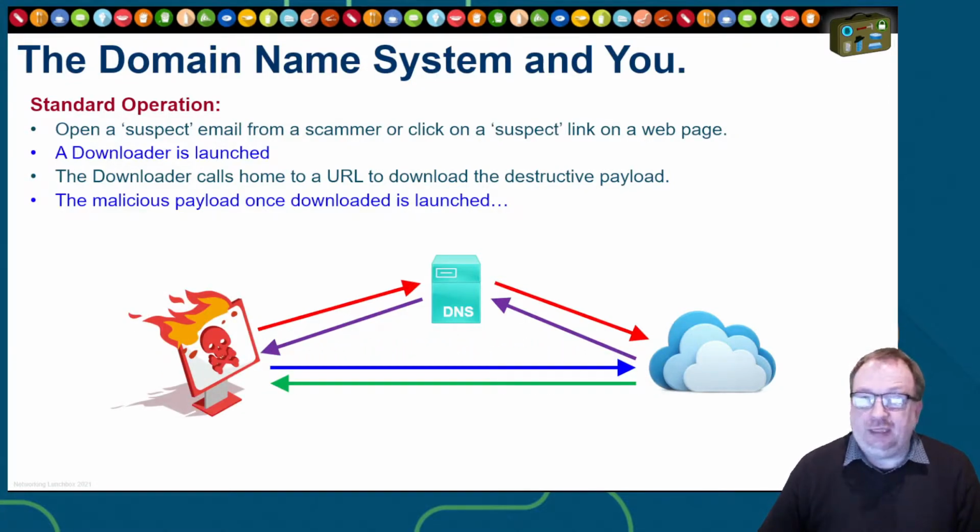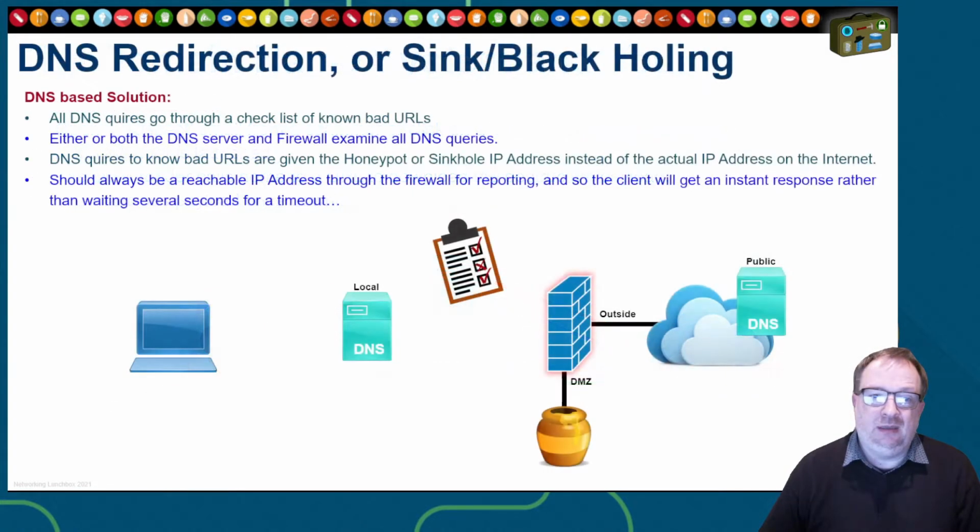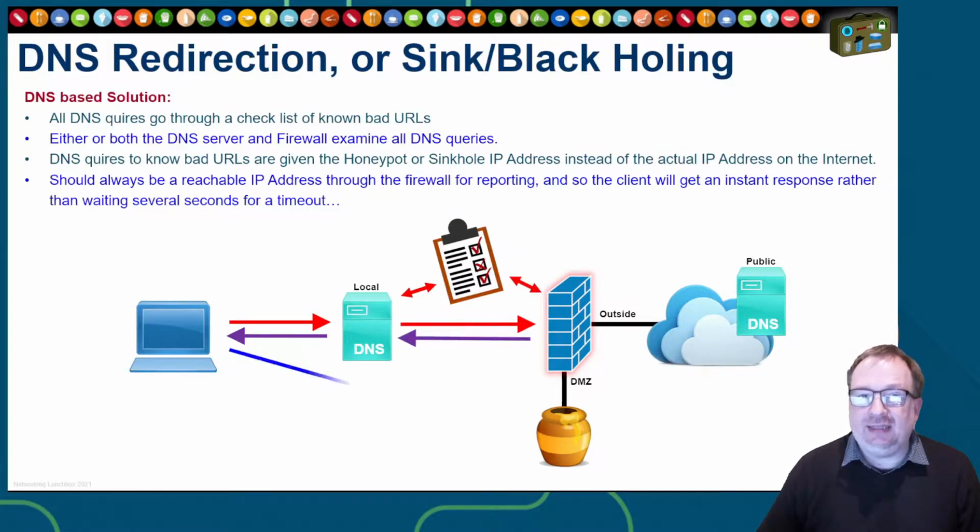So if you accidentally open a dodgy email or click on a bad link on a website, it's going to use DNS to take you to that location. And once that bad location is found, then the virus is going to be downloaded onto your system. So we need to have some sort of protection, some sort of thing between us and the internet to protect us from these bad things.